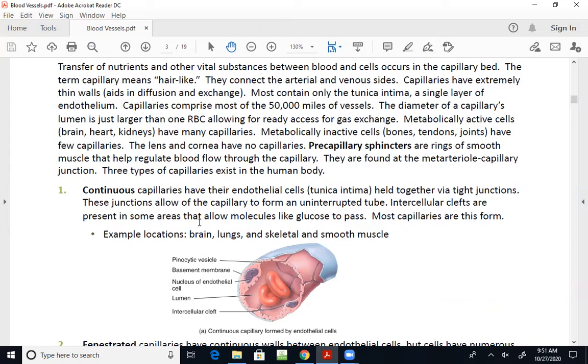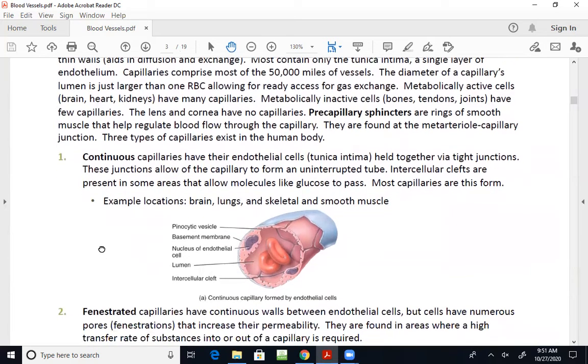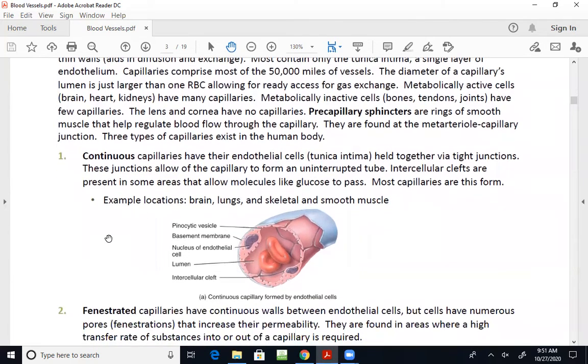We talked about this on the first page, but they have extremely thin walls to aid in diffusion and exchange, typically only containing that single layer of endothelium with a basement membrane on the outside. Capillaries comprise most of the 50,000 miles of vessels in our body. Think about that statistic. We have over 50,000 miles of blood vessels in our body. Capillaries make up the bulk of them, even though we can't see them. They are the most plentiful. We can see them, but we'd need a microscope to do it, I should say.